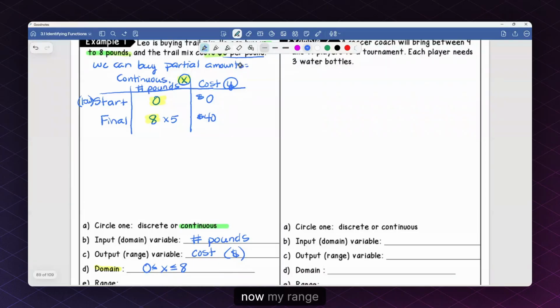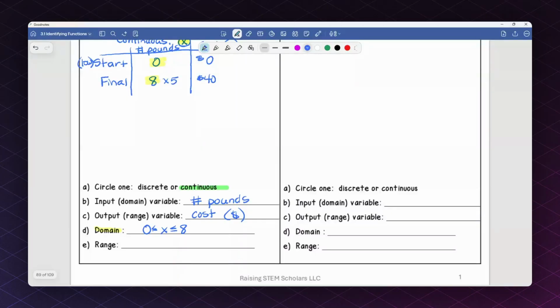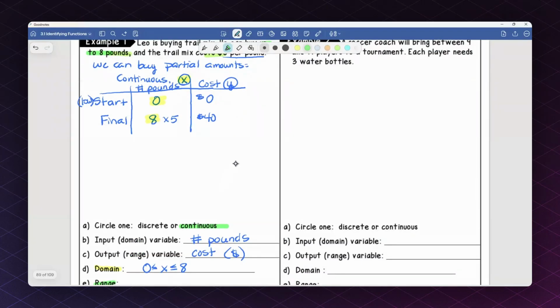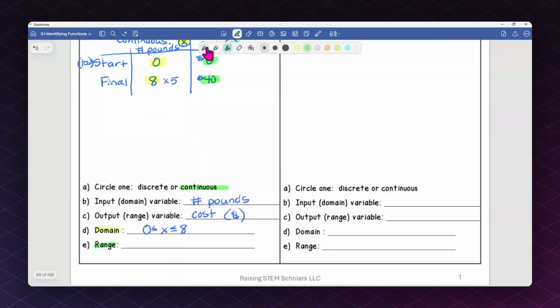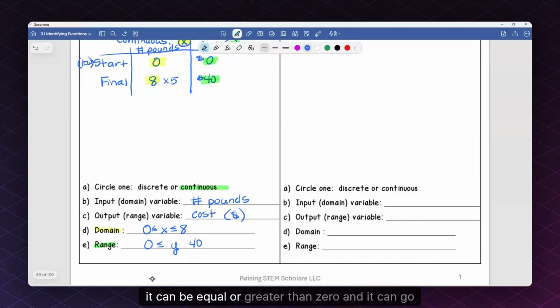All right, now my range is going to be this y part. Okay, so it's starting here, that's my beginning, and it ends here. Okay, so if it starts at 0, we can write down 0, and the highest it can be is 40. This is my y value. I'm going to put that y in the middle. It can be equal or greater than 0, and it can go up to and include 40. Okay.